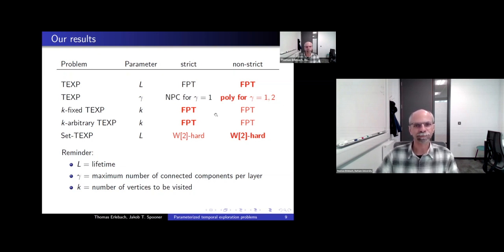We don't know yet. For the k-fixed and k-arbitrary TEXP problem, where k is the parameter, we can show that it's FPT in the strict and the non-strict case. For the set TEXP problem with parameter L, we can show it's W[2]-hard in both strict and non-strict settings. And in the rest of the talk, I will briefly talk about these results for k-fixed and k-arbitrary TEXP for the strict case, and then mainly about TEXP with parameter L and gamma for the non-strict case.